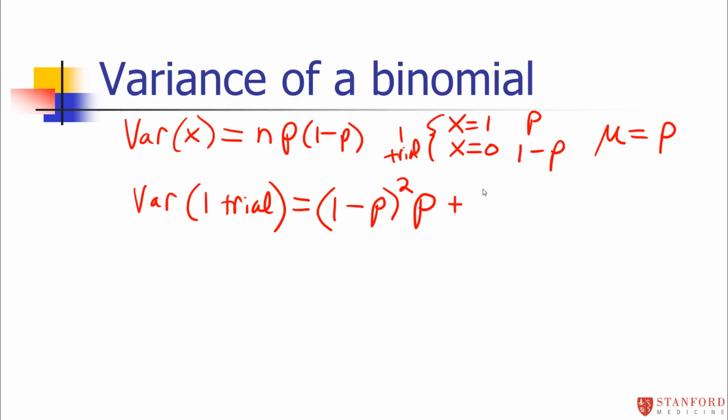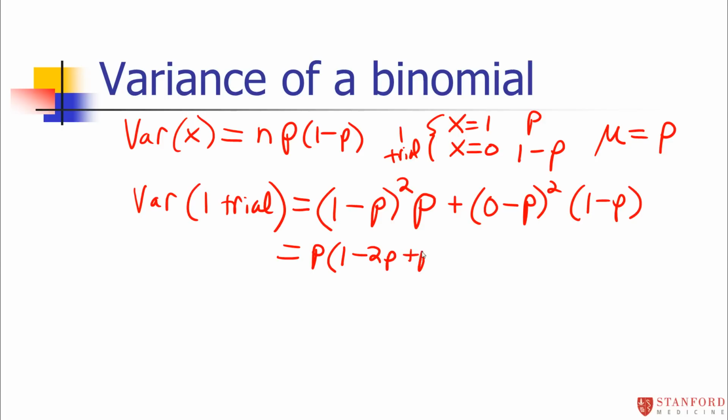The other alternative is that you end up with an x of 0, subtract p. That's the mean again, square it, multiply that times 1 minus p. The rest now is just a bunch of algebra, but I'll do out the algebra. It's kind of fun. So p times, now we've got a 1 minus p squared. We're going to have to FOIL that out. I'm going to move the single p to the front, and then I'm going to FOIL this out: 1 minus 2p plus p squared.